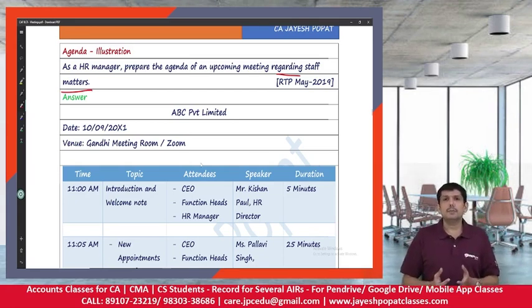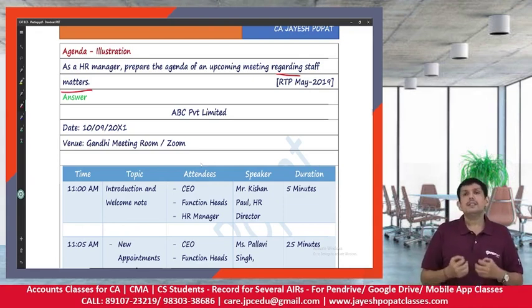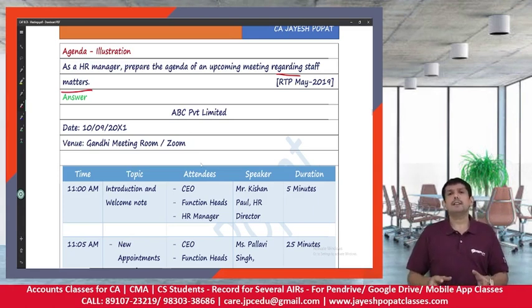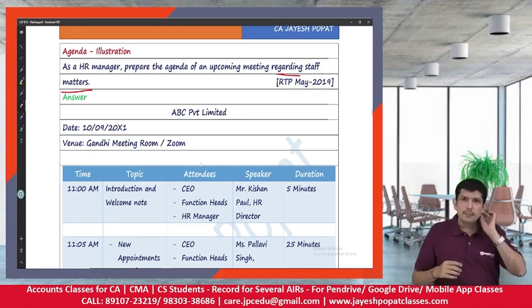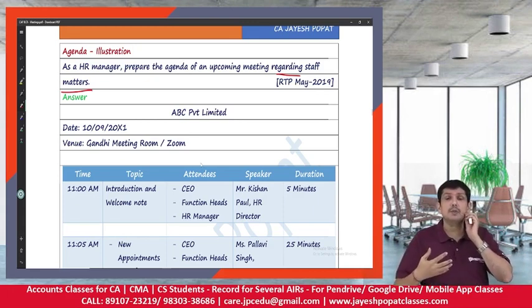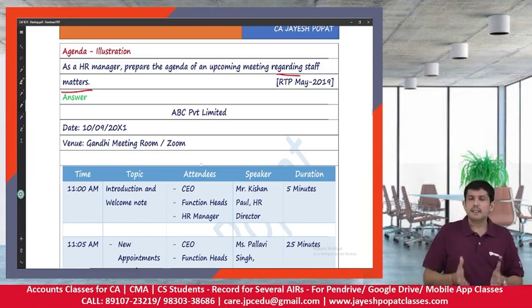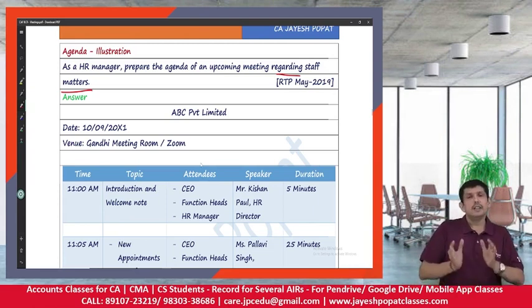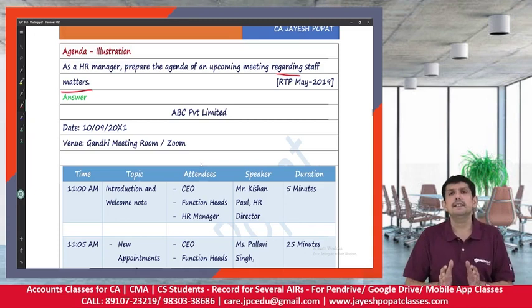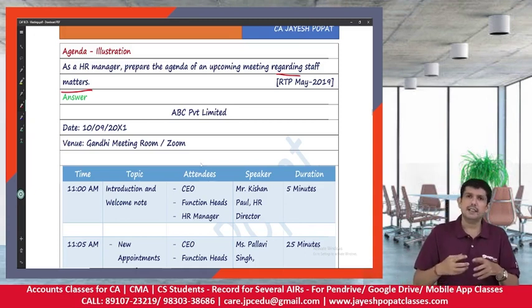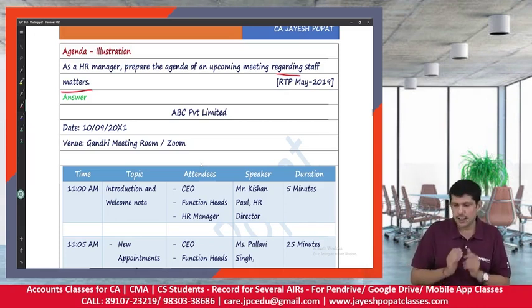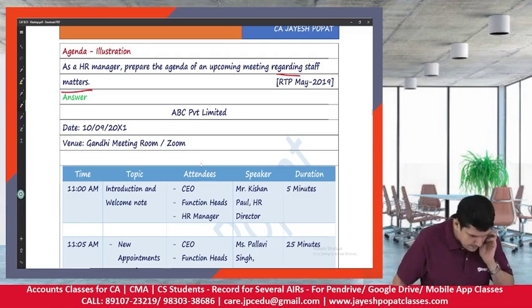So the staff matters could be recruitment of new people. The staff matter could be promotion of existing people. The staff matter could be transfer of people from one location to another. The staff matter could be increments. The staff matter could be giving bonus. The staff matter could be the staff welfare facilities which are there in the organization, right? So now we have a comprehensive list of items which generally the HR team would deal with. Now based on this, we will have to draft the agenda. So let's have a look at it.